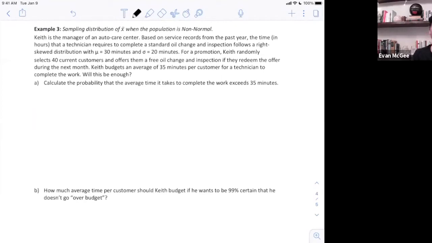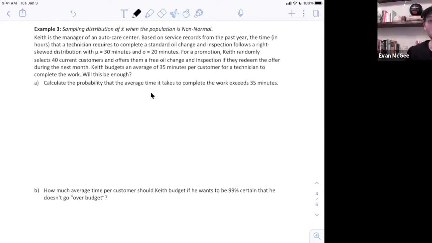Keith budgets an average of 35 minutes per customer for a technician to complete the work. Will this be enough? Essentially we have to calculate the probability that the average time it takes to complete the work exceeds 35 minutes. Here they're asking us about the average of a sample, which means we're going to have to look at the sampling distribution. So what do we know about the population distribution?